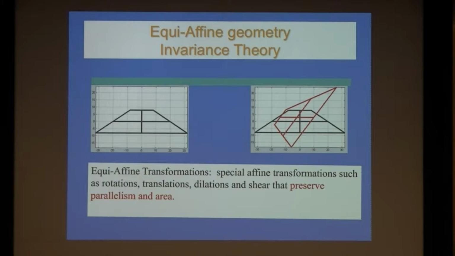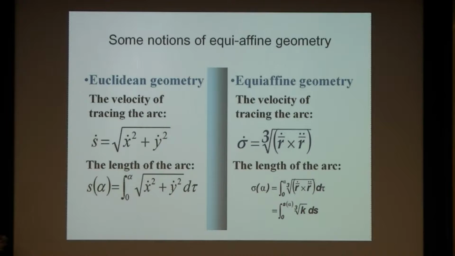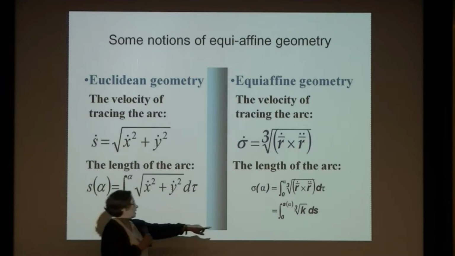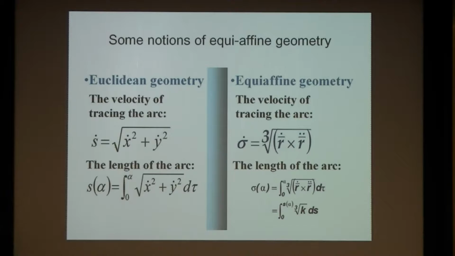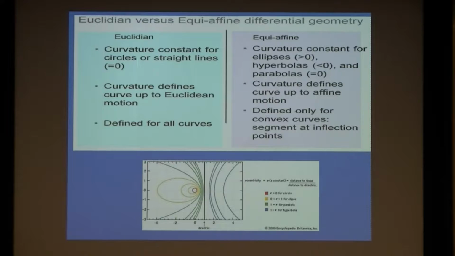You can show mathematically that you can define a new metric of distance, which is the regular Cartesian metric weighted by the curvature to the power of one-third. And that shows that if you move at a constant equiaffine velocity, you actually get the one-third power law. You should also know that you can define equiaffine curvature, and curves that have zero, positive or negative affine curvature are the conics.